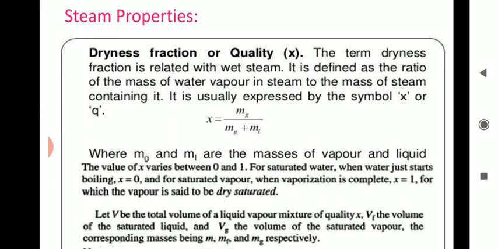So if we take the mass of the dry steam as mg, m suffix g, and the mass of the wet steam, that means when it consists of two components, liquid and vapor, is taken as mf plus mg, then the dryness fraction is given by X = mg / (mf + mg). So mf plus mg is the mass of wet steam, and mg is the mass of the dry steam.